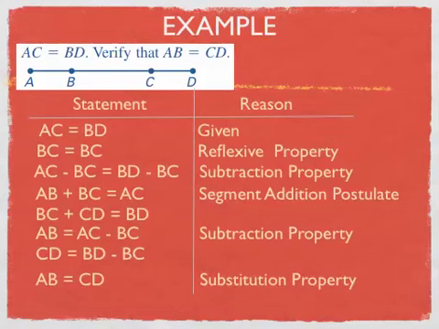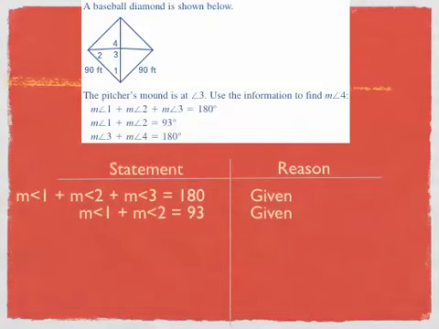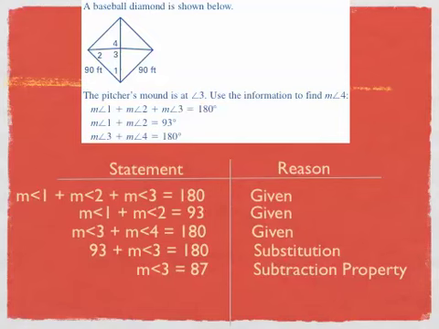It says the measure of angle 1 plus the measure of angle 2 plus the measure of angle 3 equals 180. The measure of angle 1 plus the measure of angle 2 equals 93. And the measure of angle 3 plus the measure of angle 4 equals 180. Always, always, always start with your givens. I was given that the measure of angle 1 plus the measure of angle 2 plus the measure of angle 3 equals 180. I was given the measure of angle 1 plus the measure of angle 2 is 93. I was also given that the measure of angle 3 plus the measure of angle 4 equals 180. I apologize, it was in the wrong order. So right now, all I've said is the top 3 given statements.